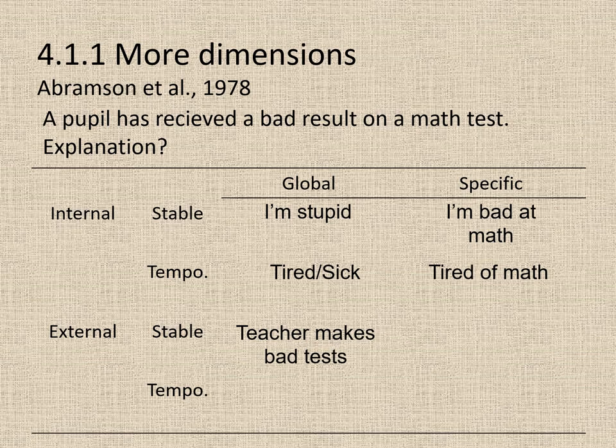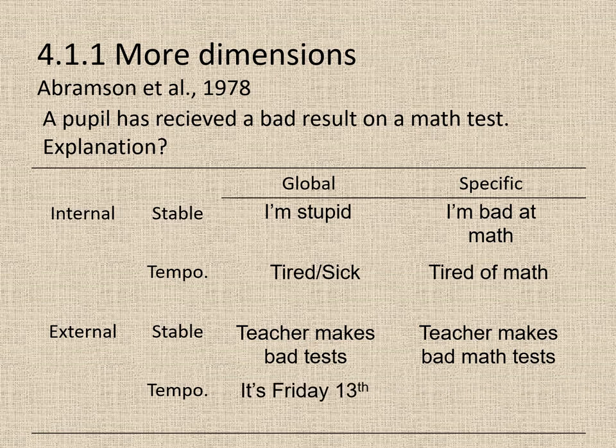External, temporary, and global, what could that be? You will never guess my example here. Which you will, because you have the handouts in front of you. It could be, it's Friday the 13th. Everything goes to hell. Not only math, everything goes to hell today, but it's temporary because tomorrow it's Saturday the 14th and everything will be just sunny again. Tomorrow I will nail that test.